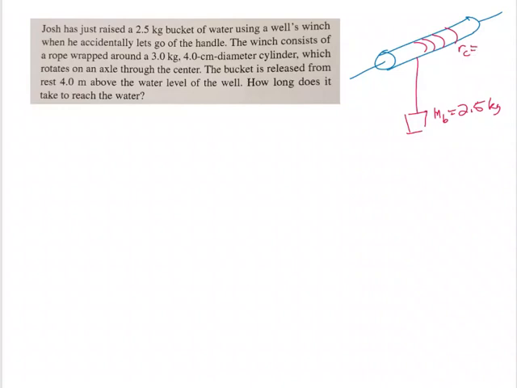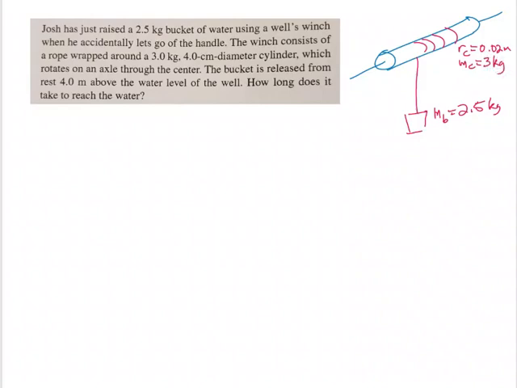Wait, no. What did you say it was? 4 centimeter cylinder, so 0.2 meters. 0.02 meters. Yeah. Okay. What else do we know? What about the mass of the cylinder? Do we know that? 3 kilograms. So mass of the cylinder, 3 kilograms.